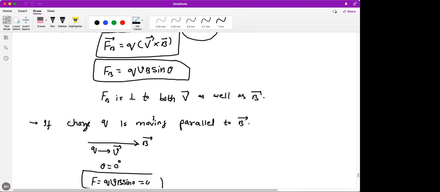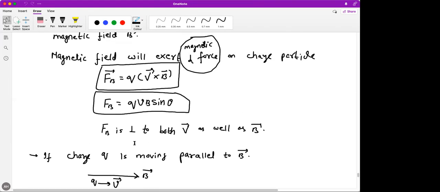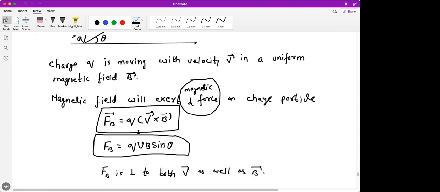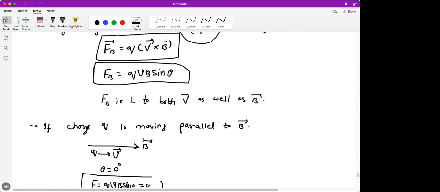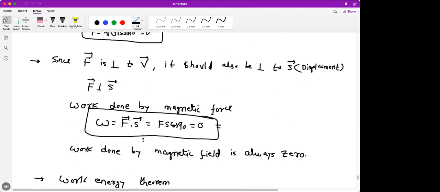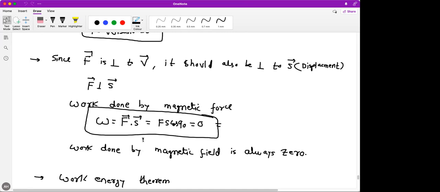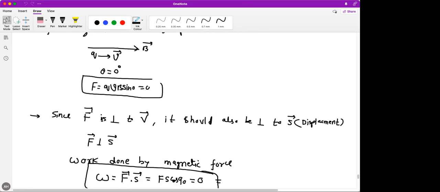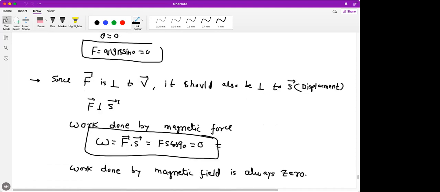Now we have a few special cases for magnetic Lorentz force. The first one is if the charged particle is moving parallel to the magnetic field, then the force will be zero. If the charged particle is moving perpendicular to the magnetic field, then the force is maximum. Now, if this force is perpendicular to velocity, then it should be perpendicular to displacement also.